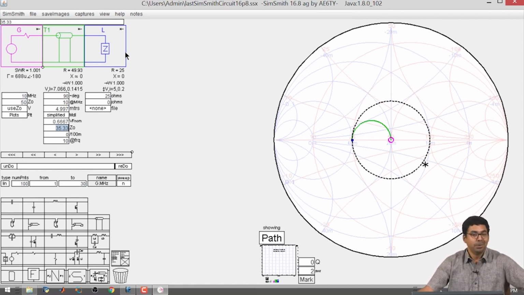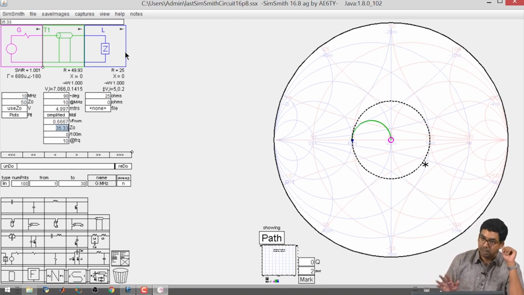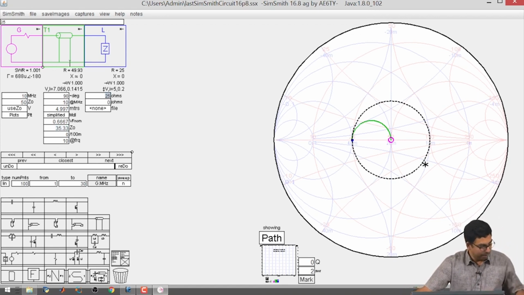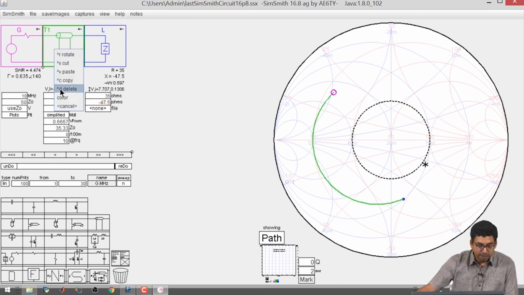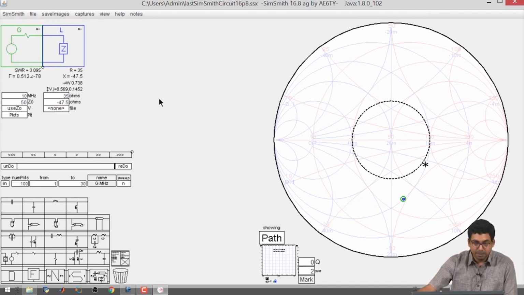Okay. I am just going to make this load have a real and an imaginary part, and then I am going to work backwards as to what all I can do. So, I am going to take a load which is, say, 35 minus j47.5, and I am going to get rid of the transmission line first. I am going to start with the conventional approach and then the transmission line based approach.